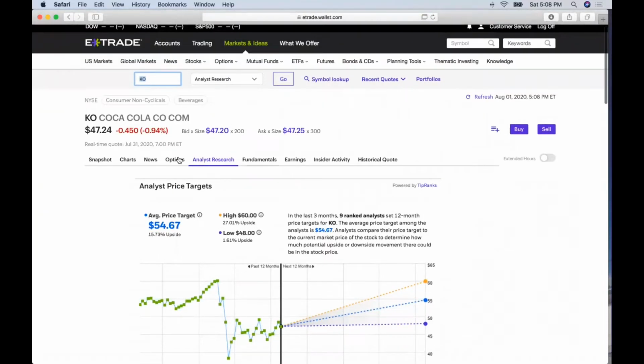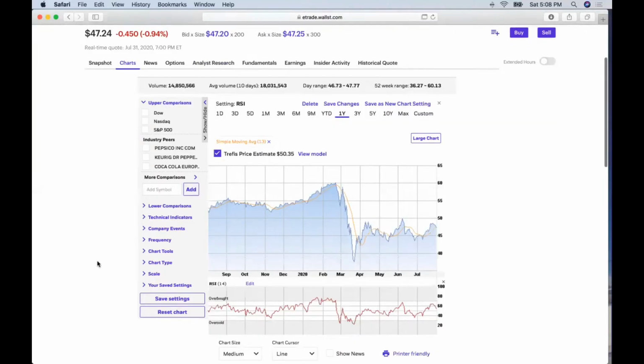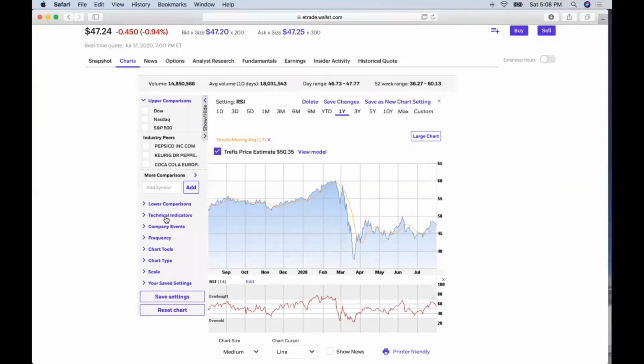So that's where you can go right here and just go to charts. This can get overwhelming when you look at it, but there's basically two things I want to show you here. There's the simple moving average and the RSI indicator. There's a bunch of other ones, but right now those are the two. If you can get comfortable with those, you can make a pretty educated decision on what's going on with a company.